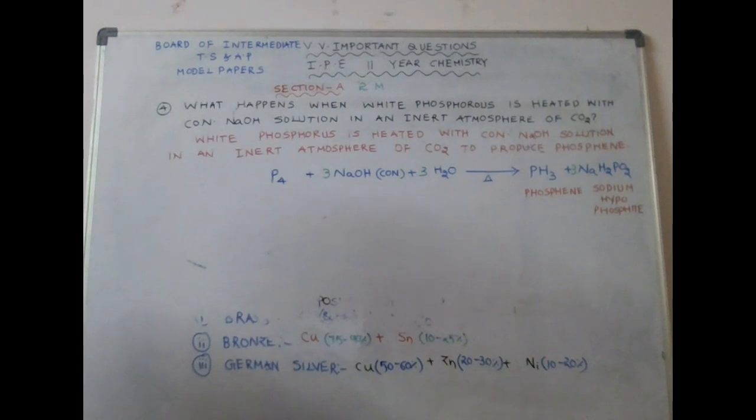So when white phosphorus is heated with concentrated NaOH solution in an inert atmosphere of carbon dioxide to produce phosphine. So that is the equation.